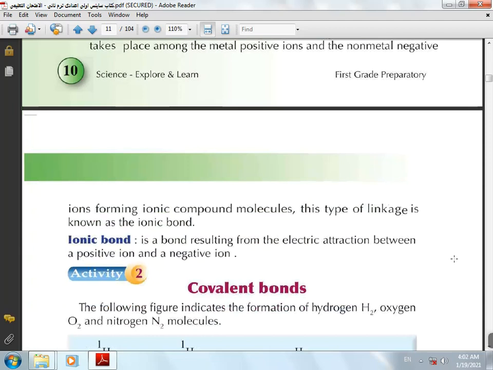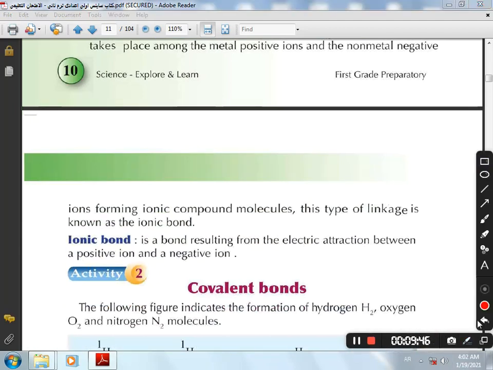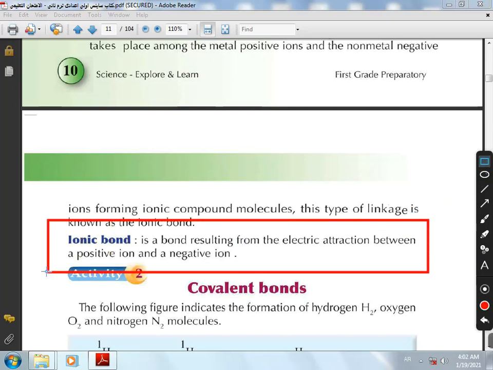So we can state the definition of ionic bonds. It is a bond resulting from electric attraction between positive and negative ions.